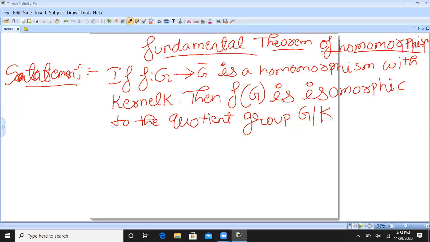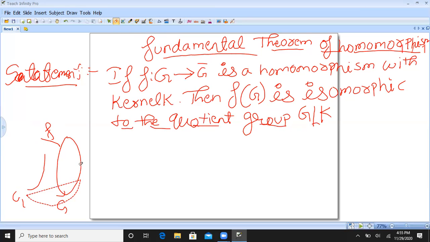So what does the statement say? Here the same conditions apply. This is G and this is G bar, and we are mapping with f. So if f: G → G bar, G is mapping to G bar, and it is a homomorphism with kernel K. Then f(G) is isomorphic to the quotient group G/K. Using this, we have to prove that f(G) is isomorphic to the quotient group G/K. This is the proof.